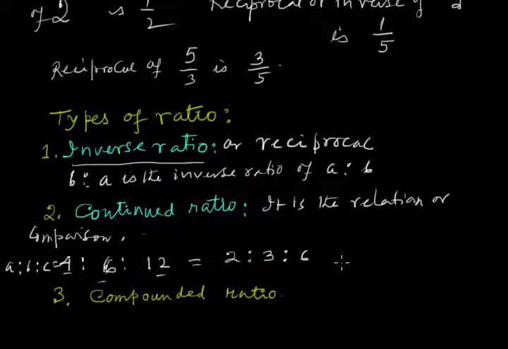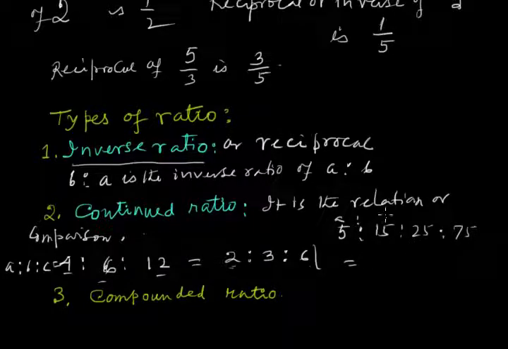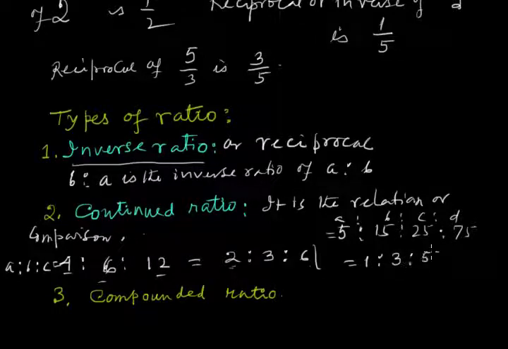So that's why it is a continued ratio, or 5 is to 15 is to 25 is to 75. Here A is to B is to C is to D, and simplified, so we get 1 is to 3 is to 5 is to 15.